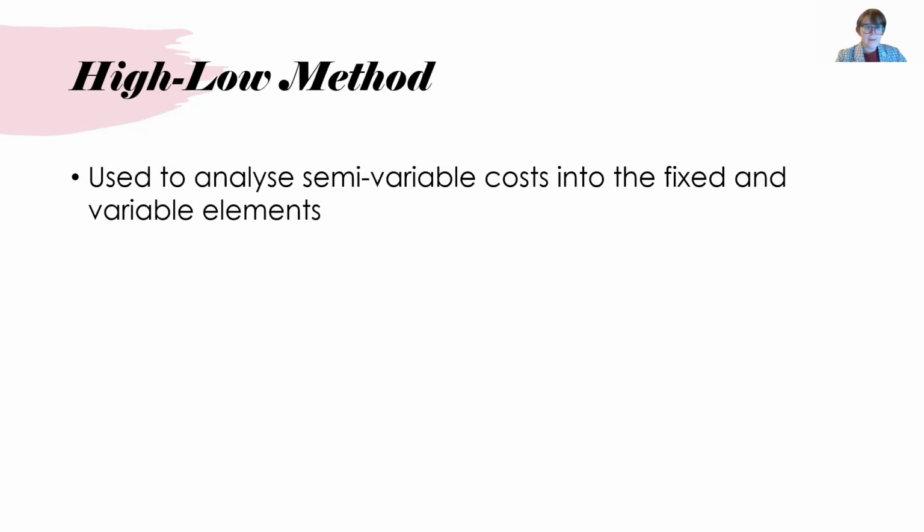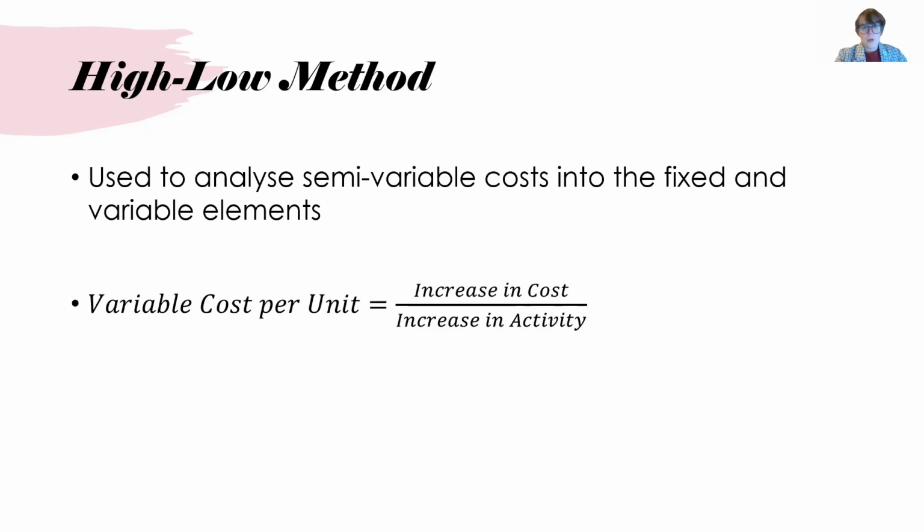If you are working out a semi-variable cost, you will need to use what we refer to as the high-low method in order to calculate the fixed element as well as the variable element. So, like I've just said, it is used to analyse the semi-variable costs into each element. We can work out our variable cost per unit by working out our increase in cost and dividing that by our increase in activity level.